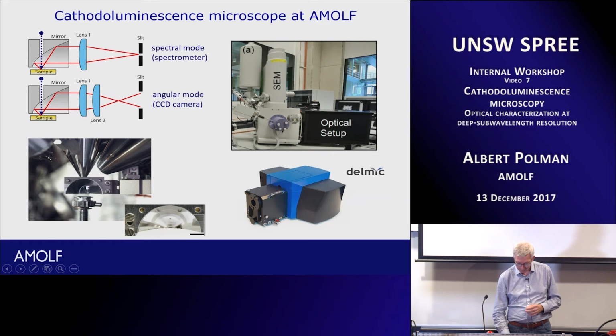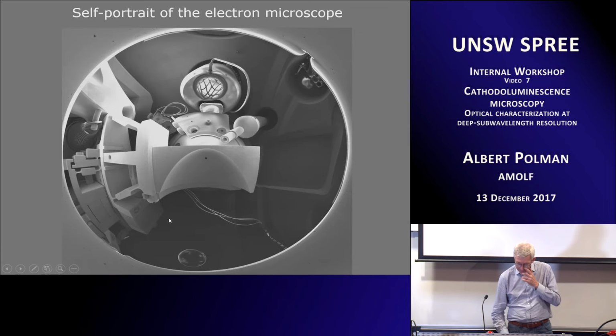Here's the parabolic mirror. Here's the little hole you see inside. Actually, I have a better image here. This is a self-portrait of the electron microscope. I'll spare you the details how this is taken, but this is the inside. This is the parabolic mirror here. This is a little hole where the electron goes through and it collects the light.